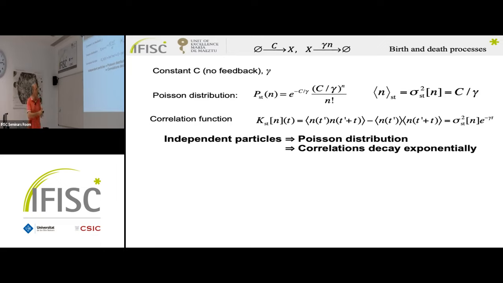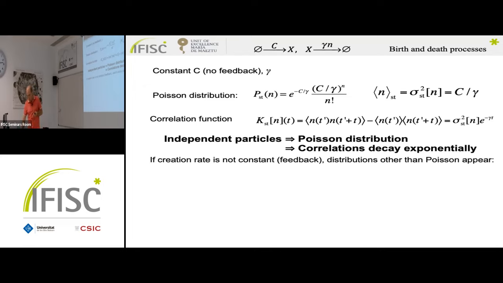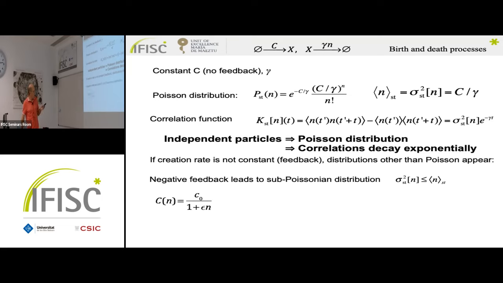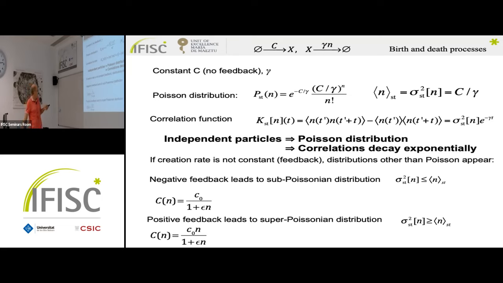There will be occasions where we might have fluctuations equal to the mean value, but not a process of independent particles. For instance, negative feedback is a typical example. The more particles we have, the less the creation rate. This leads to a sub-Poissonian distribution, where the fluctuations are less than the mean value.